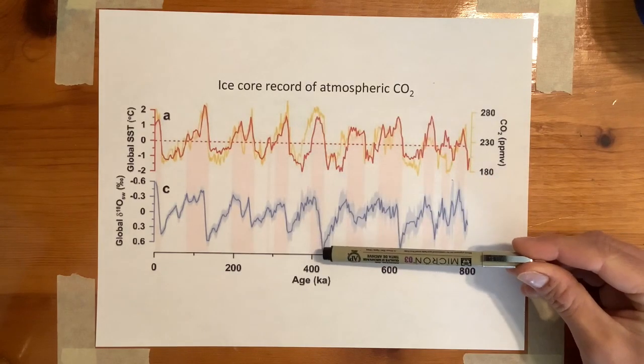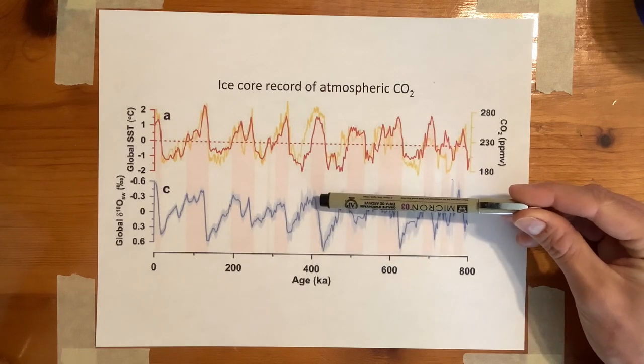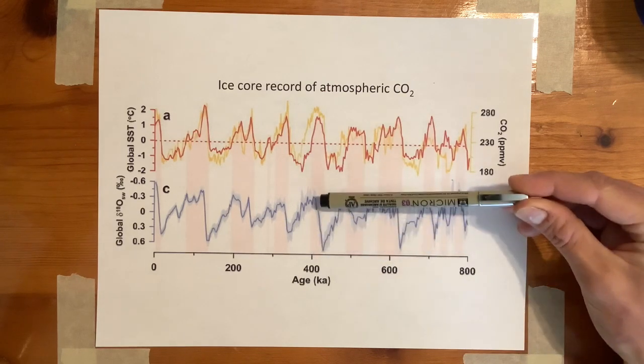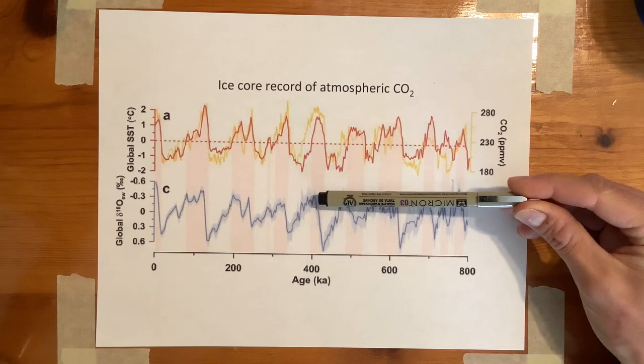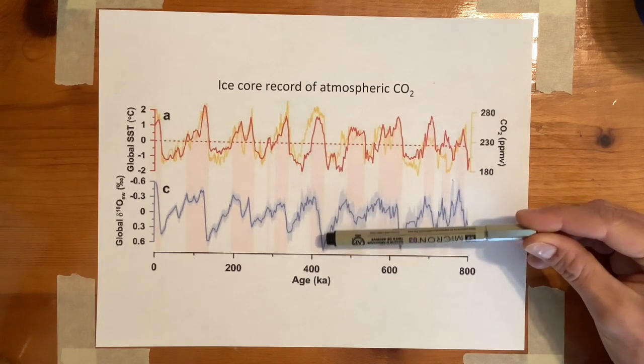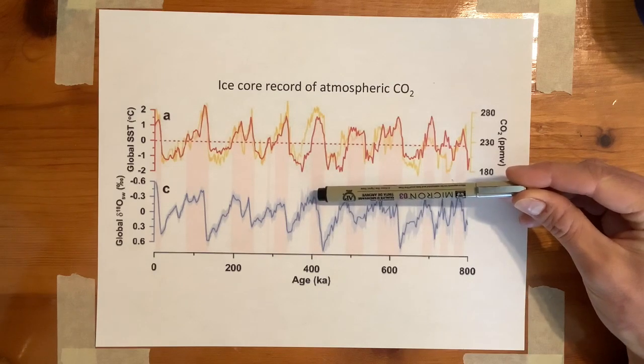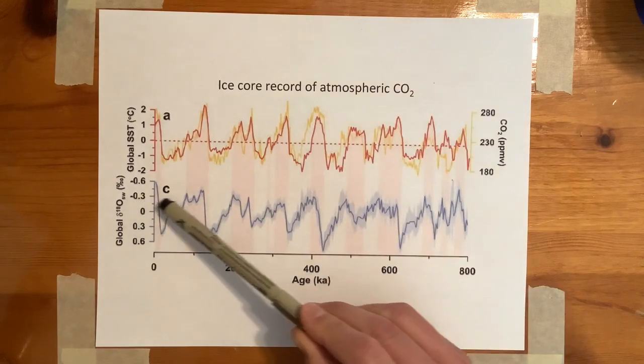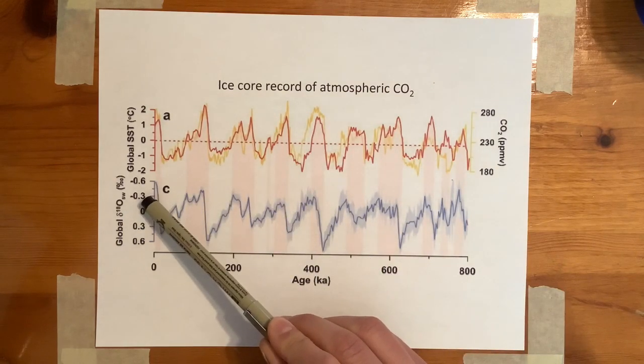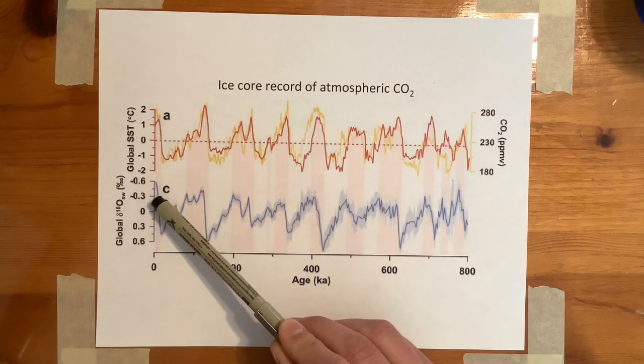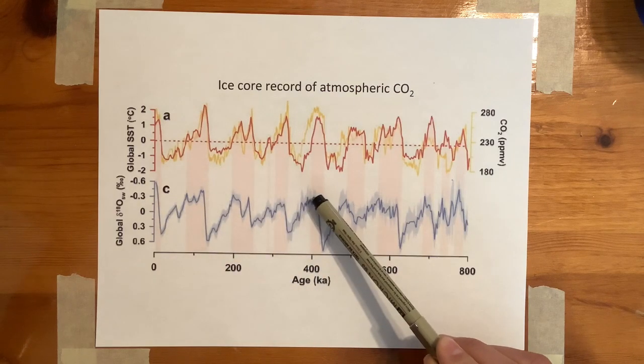Also down here on the ice volume proxy from benthic forams, we see that when the oxygen isotope composition of the oceans is relatively light, remember we've got negative numbers on our delta values up here showing lighter oxygen in the oceans.